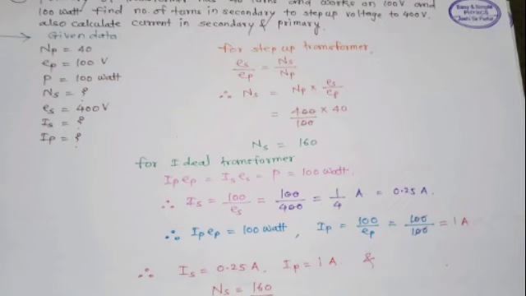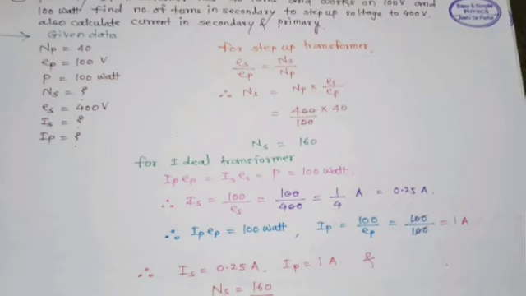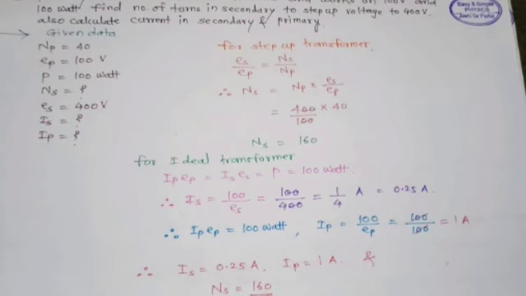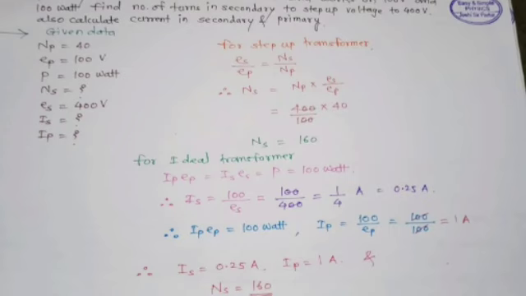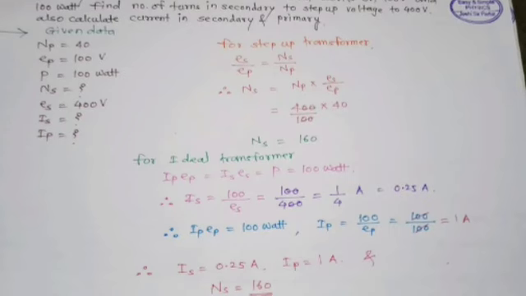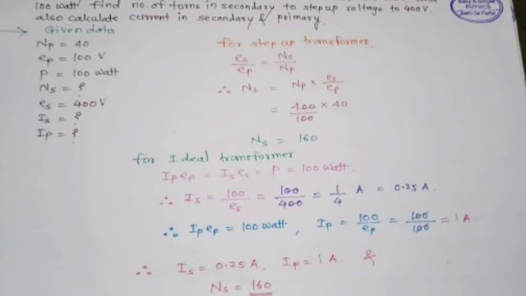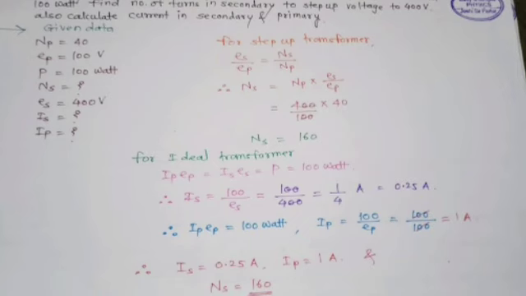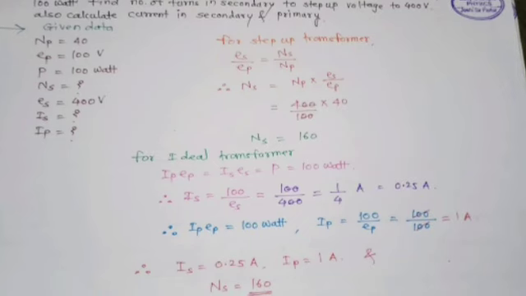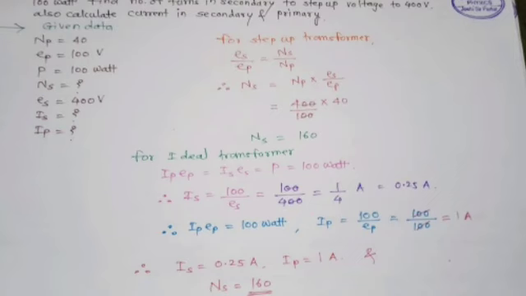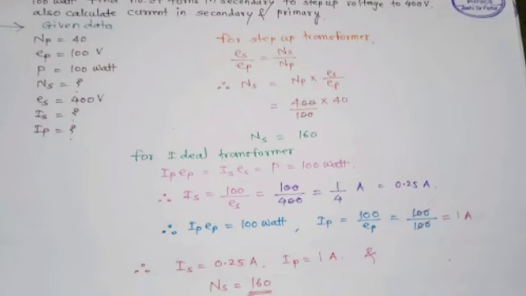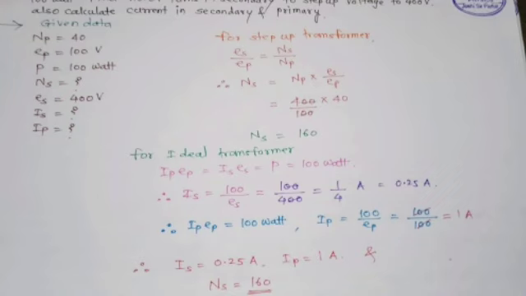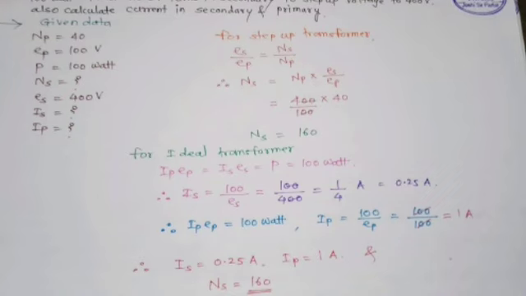So for a step up transformer, ES upon EP is equal to NS upon NP. So NS is equal to NP multiplied by ES upon EP. So 400 divided by 100 into 40. So the zeros get cancelled. So the number of turns across the secondary is equal to 160. For an ideal transformer, IP EP is equal to IS ES, which is power, given as 100 watt. So IS is equal to power upon ES. So here 100 upon 400. So it gives us 1 upon 4. That will be the current across the secondary, 0.25 ampere.